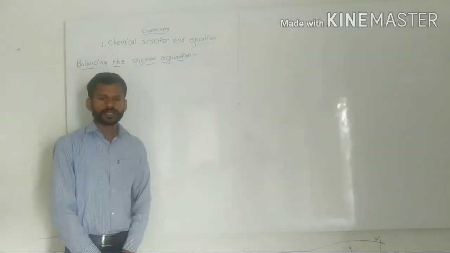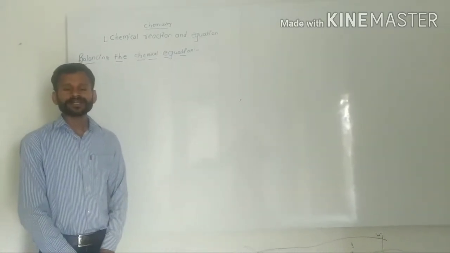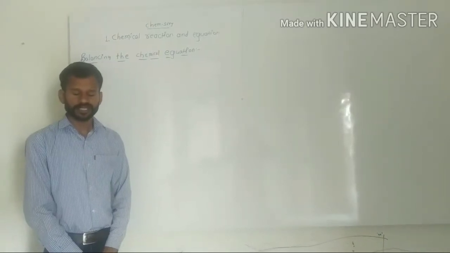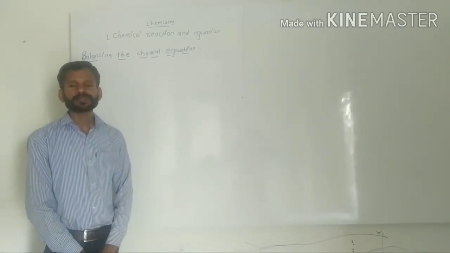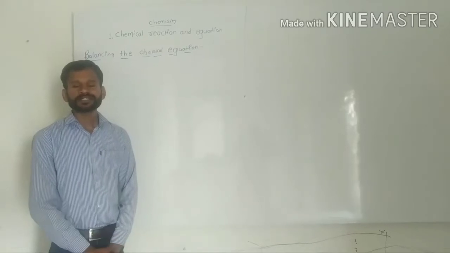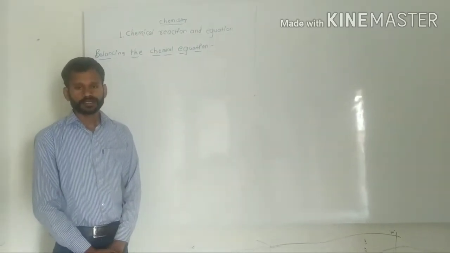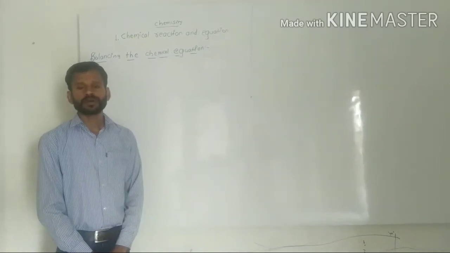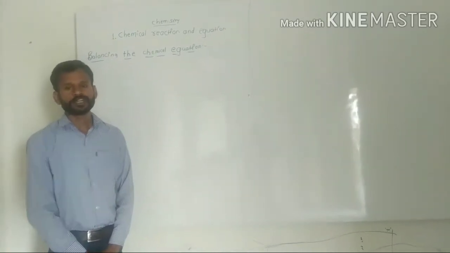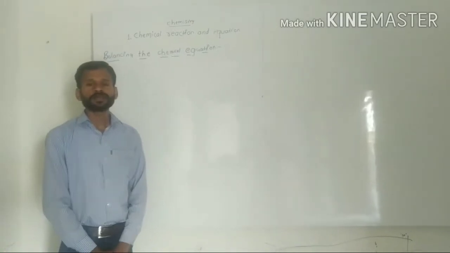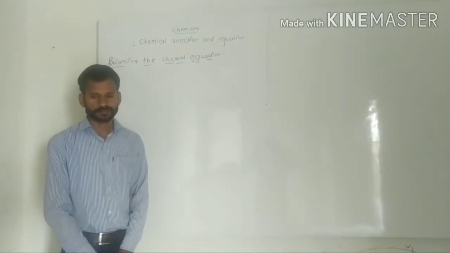So, in the last class we already started the science syllabus of 10th standard. In the syllabus of 10th standard, the chemistry part is there. In the chemistry part, we already started the first chapter. The name of the chapter is Chemical Reactions and Equations.